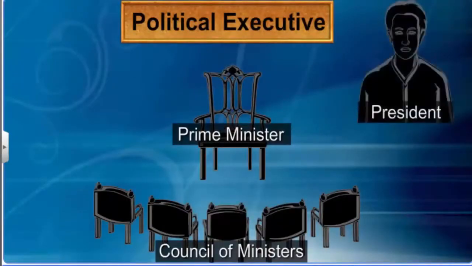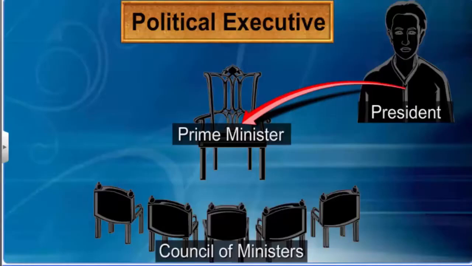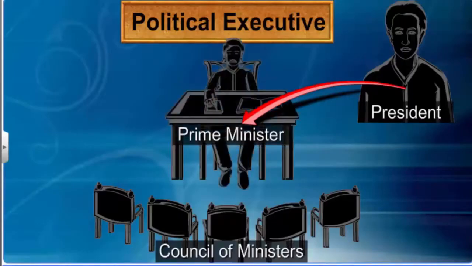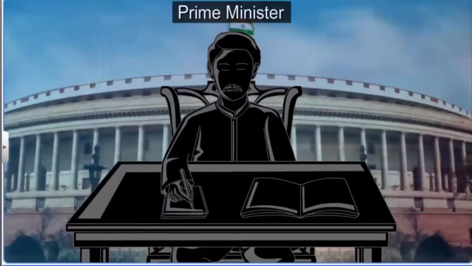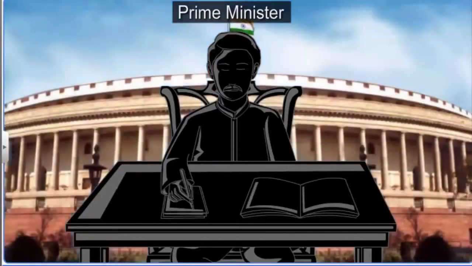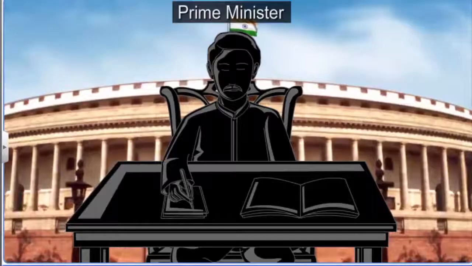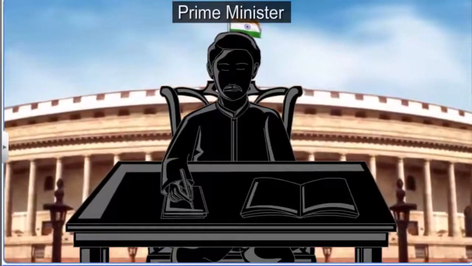The President appoints the leader of the majority or the coalition party that has a majority in the Lok Sabha as the Prime Minister. The Prime Minister remains in office as long as he or she remains the leader of the majority party or the coalition. In other words, the Prime Minister remains in office as long as he or she enjoys the confidence of the Lok Sabha.